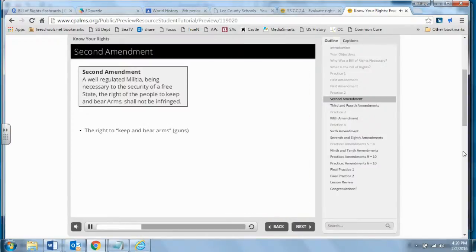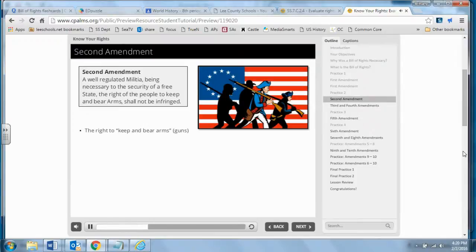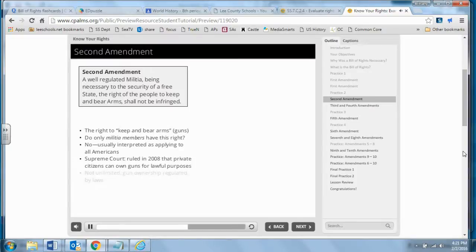The language in this amendment has always been debatable, because the text begins by referring to a well-regulated militia, a group of volunteer soldiers. Some people have argued that the Bill of Rights only gives militia members, or the military in general, the right to bear arms. But that's not the view of most people, who have interpreted the amendment as applying to all Americans. The Supreme Court agrees with this view, ruling in 2008 that private citizens have the right to own guns for lawful purposes.